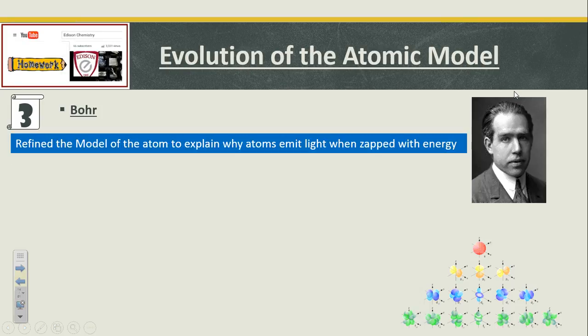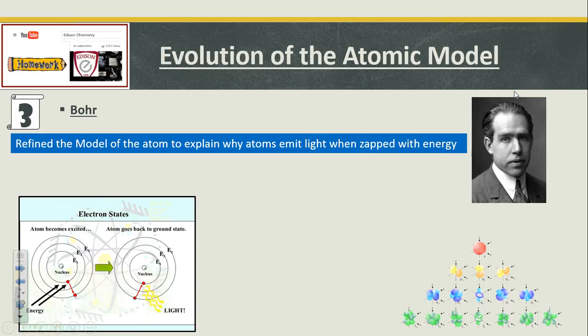model of the atom. He refined the model to explain its behavior. Atoms emit light when zapped with energy, colored lights, and he needed to explain that. And the way he did it is by explaining electron states around the nucleus. Okay? And what he said is that when an electron gets hit with energy, see here in energy level 1, it jumps up, in this case, to energy level 3, it looks like. Okay? But that's not all.